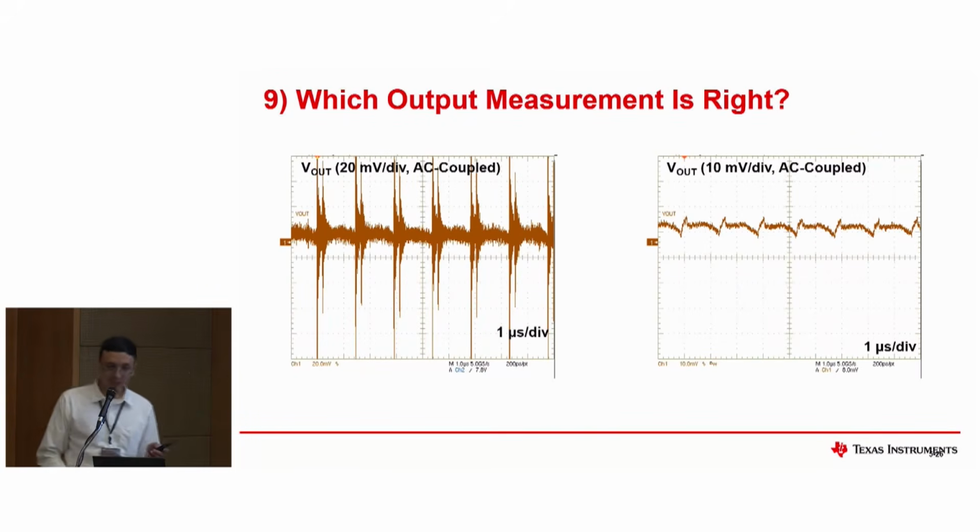Okay, so last two. For number 9, which output measurement is right? You could see here, both are measured on the same design, same boards, but the output of the first one is much noisier. They are both AC coupled in terms of the measurement, but you could see in the first one there's a lot of spikes compared to the second one. Can you guys think why the measurement in the first is different from the measurement in the second?